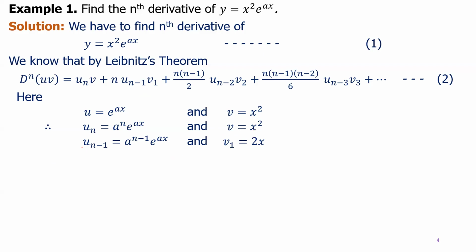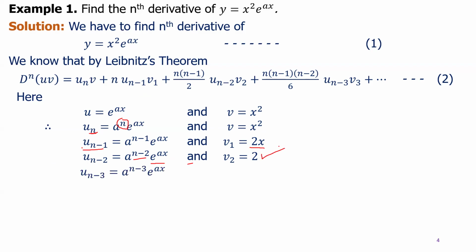Now, we want to find out the n minus 2. So replace this n by n minus 2, we get u_{n-2}. So just simply replace this n by n minus 2: a to the power n minus 2, e to the power x, and the derivative of 2x is nothing but 2.